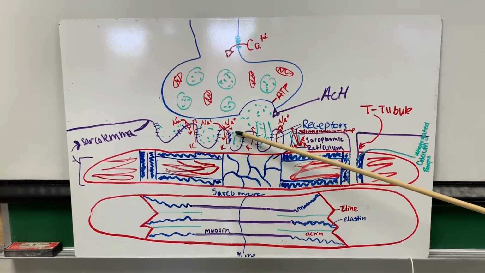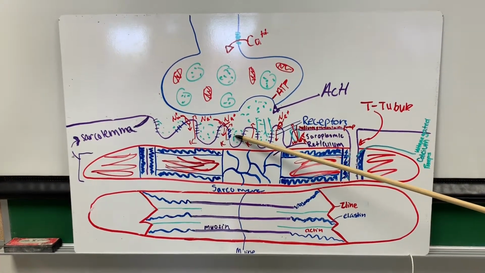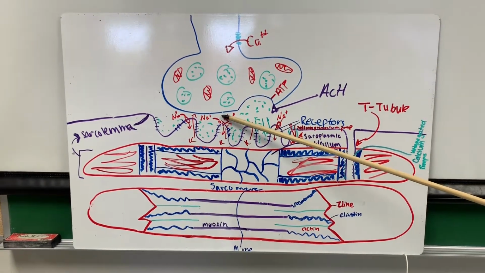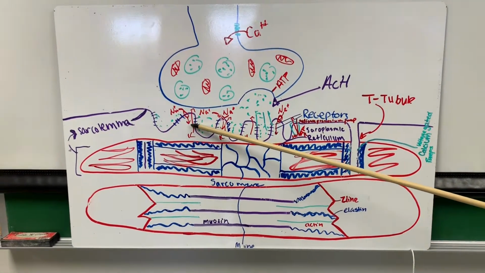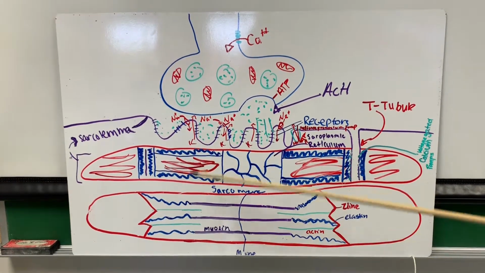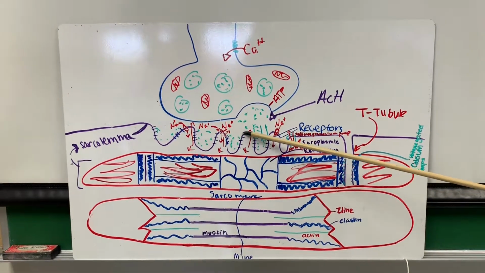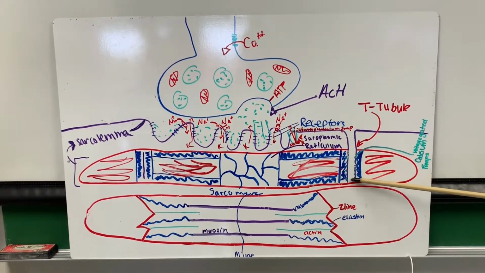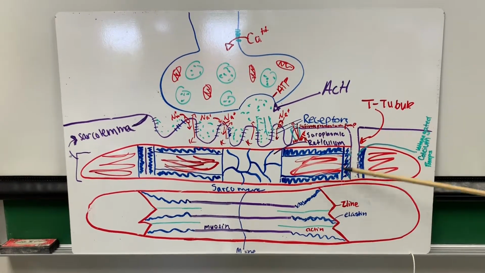Because of the binding on the receptors in the sarcolemma, the sodium will flow in and the potassium will flow out. This movement of ions creates an electrical current, and this generates an action potential, which then travels down the membrane and into the T-tubule. And just to point out that next to the T-tubule is the sarcoplasmic reticulum.